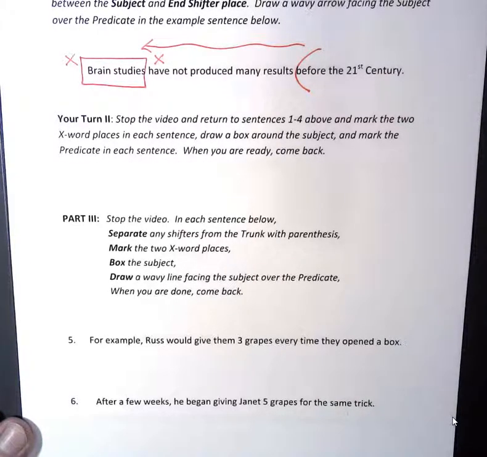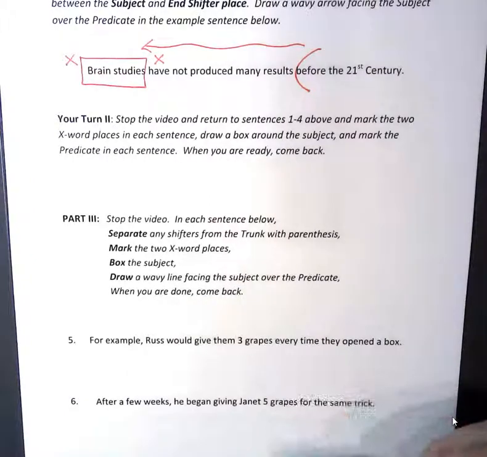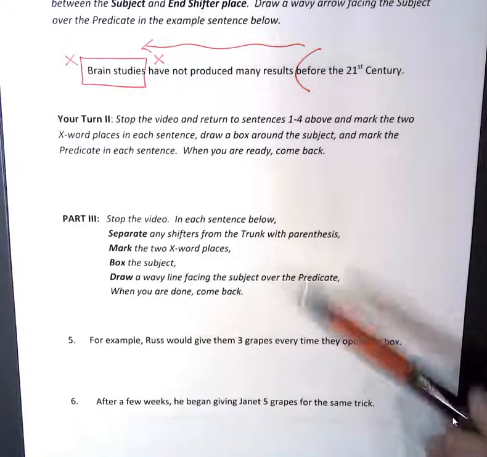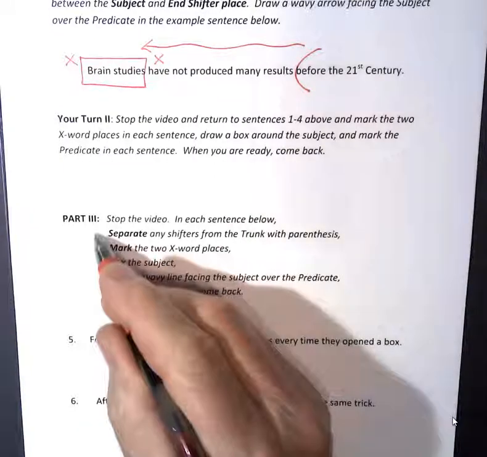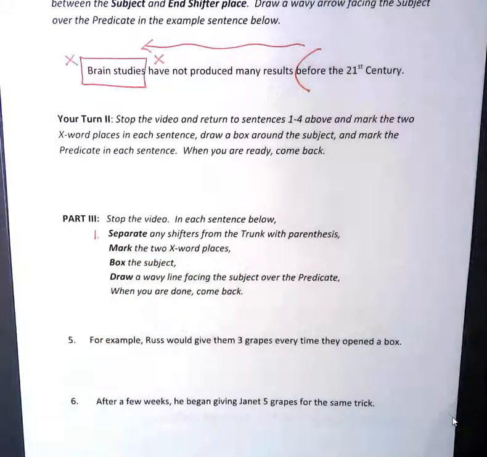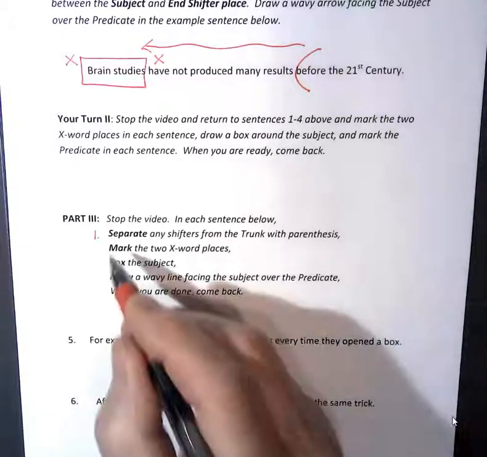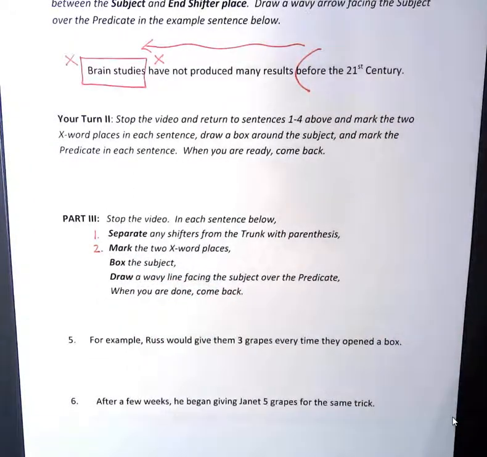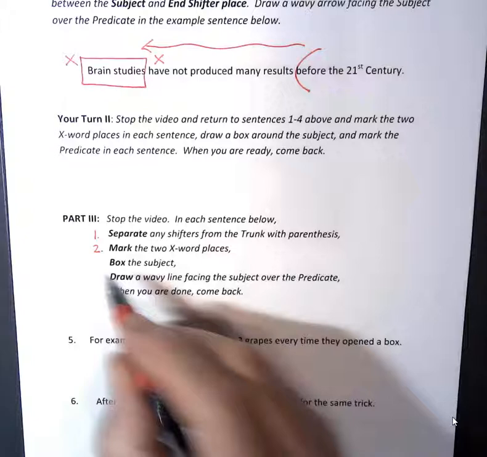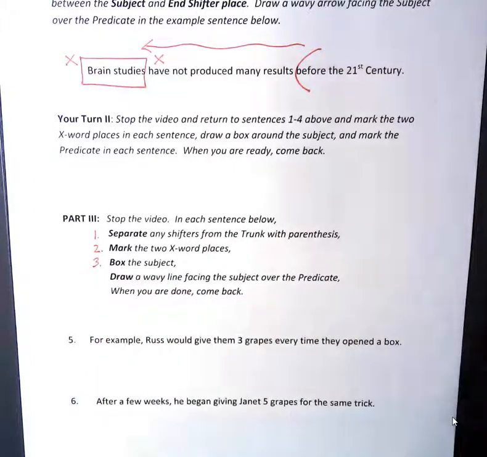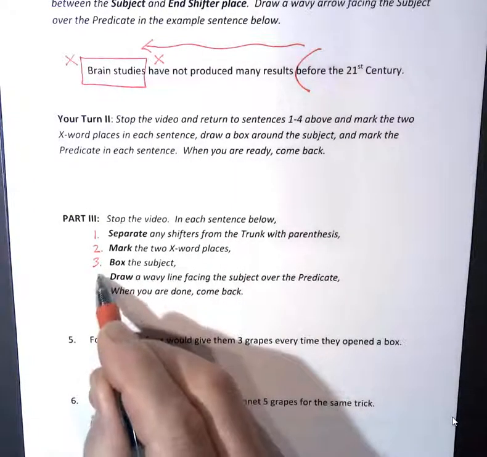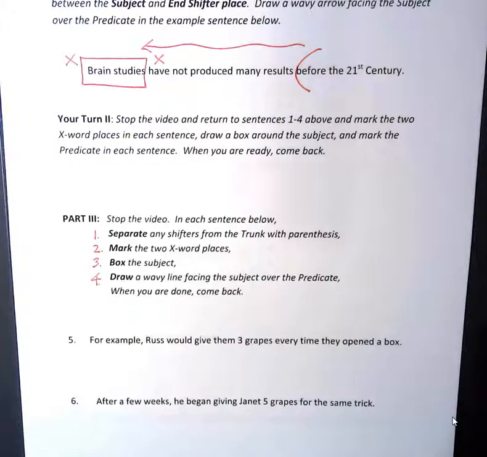Please, stop the video. We have a whole bunch of sentences. And let's take these steps. Number 1, separate any shifters from the trunk with parentheses. Number 2, mark the 2 X word places. Number 3, box the subject. And number 4, draw a wavy line facing the subject over the predicate towards the subject. And when you're done, come back.